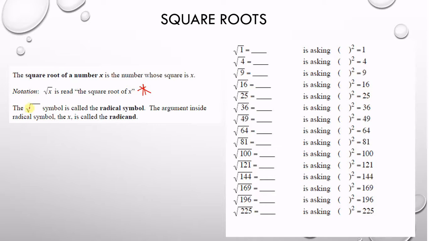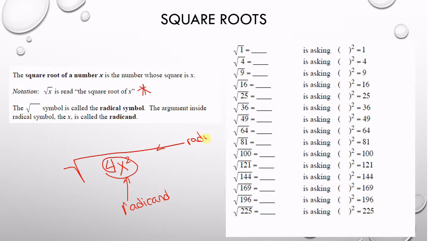The actual symbol is called the radical symbol, and the argument inside is called the radicand. So if I draw something like this, and I have, let's say, 4x squared inside, this 4x squared is my radicand, and this is my radical. Okay, so just keep that in mind. That's what your vocab means.